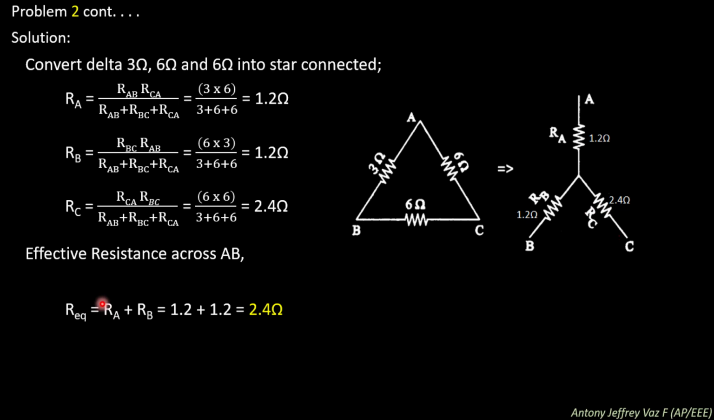So the effective resistance across AB you need to find RA plus RB. So if you leave this point, then the resistance RA and RB is in series. So if the resistances are in series, you need to just add up the two values. So 1.2 ohms plus 1.2 ohms give you a value of 2.4 ohms.